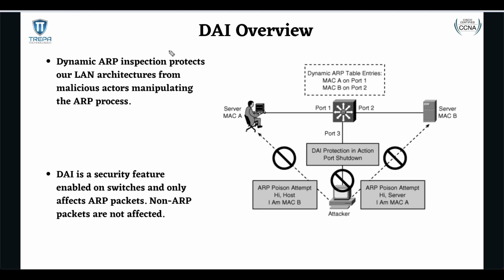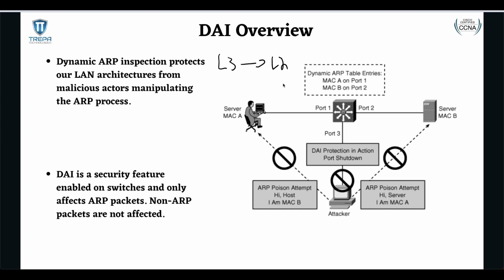Okay, so a quick DAI or dynamic ARP inspection overview. Dynamic ARP inspection is going to protect your LANs, your campus network, and your LAN architectures from threat actors that manipulate the ARP process. Remember, the ARP process maps layer 3 to layer 2, and it does that by sending out ARP requests and replies that are broadcasted throughout the LAN and your broadcast domain.